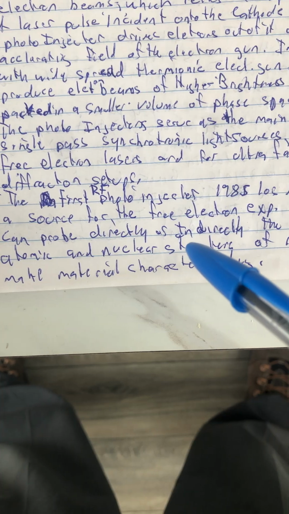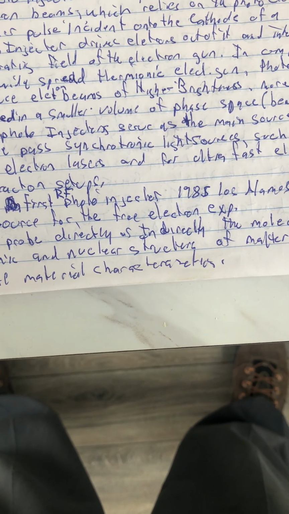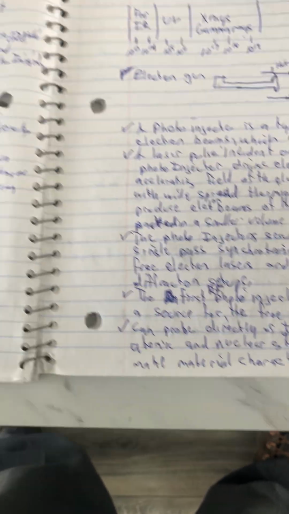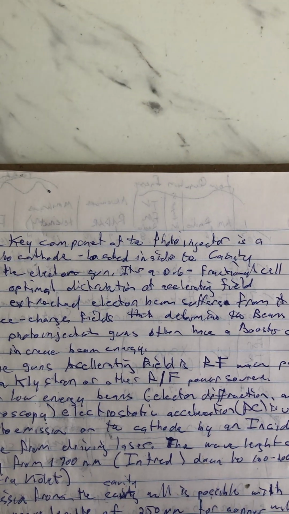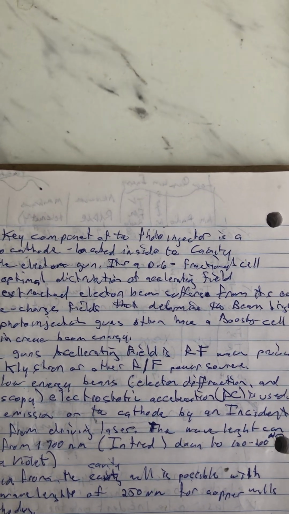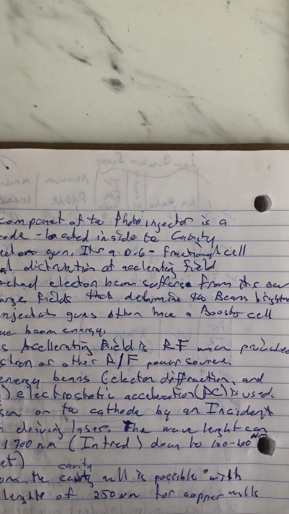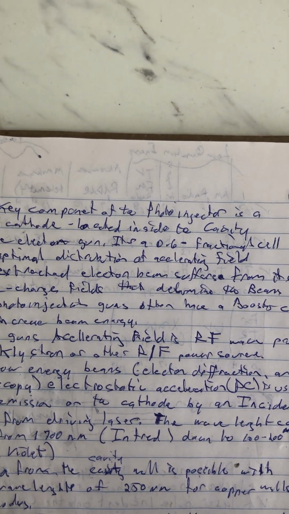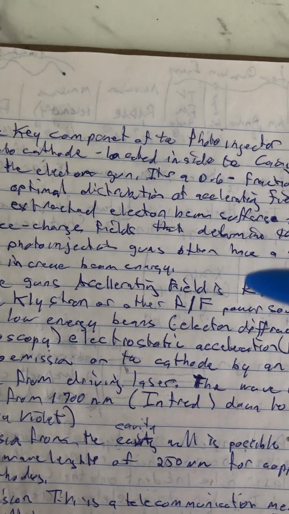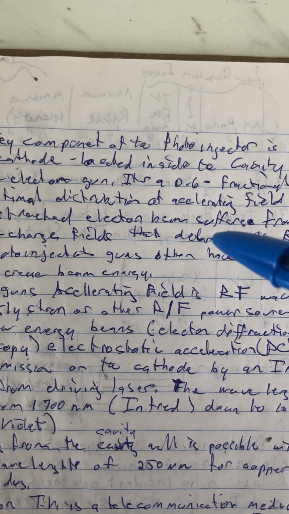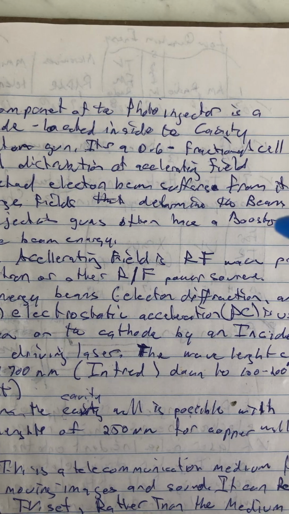It can probe directly or indirectly the molecular, atomic, and nuclear structures of matter and can make material characterizations. The key component of the photoinjector is a photocathode. It's located inside the cavity of the electron gun. It's a 0.6 fractional cell for optimal distribution of the accelerating field. An extracted electron beam suffers from its own space charge fields that determines the beam's brightness.